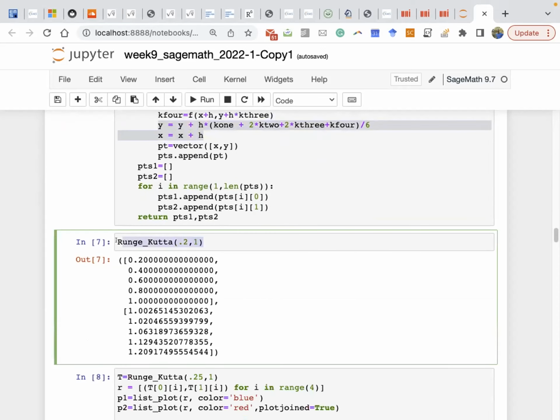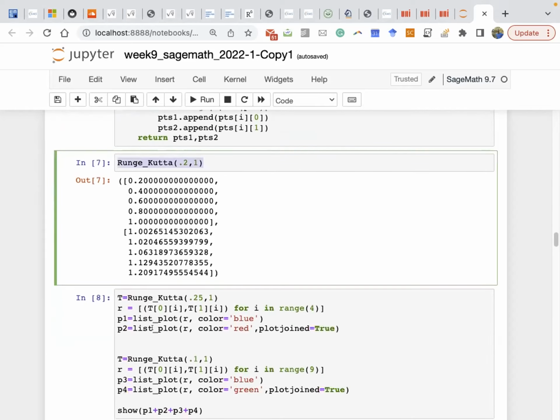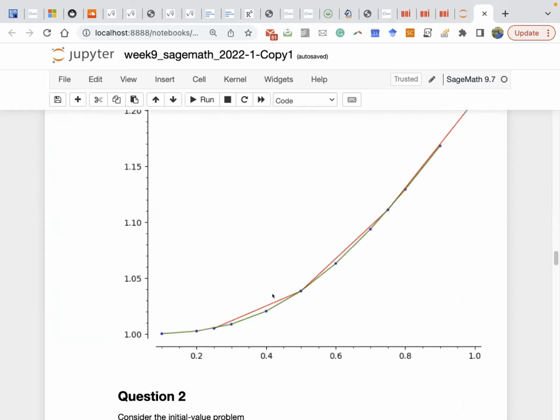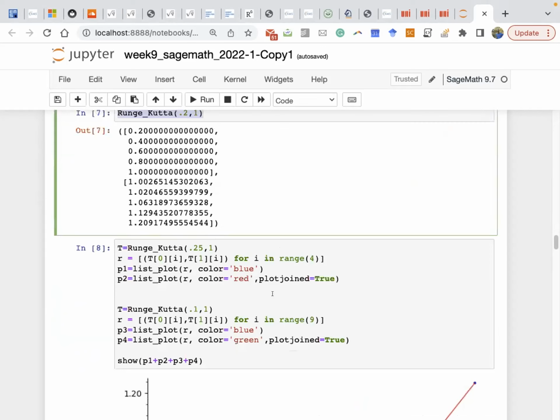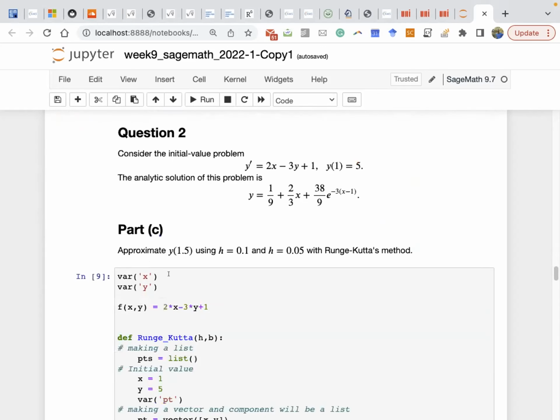So we can choose a lazier step size. Instead of 1/10, you can take 2/10. All right, so we can plot it. You see that here? With a finer step size, it is closer to the analytic solution. So this example will enable you to get your implementation easy.